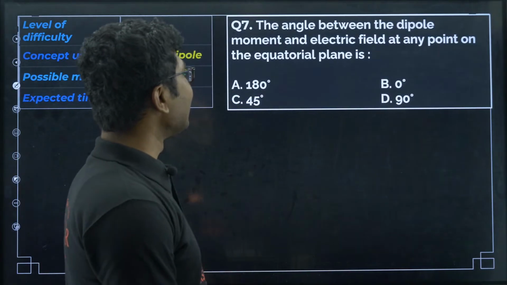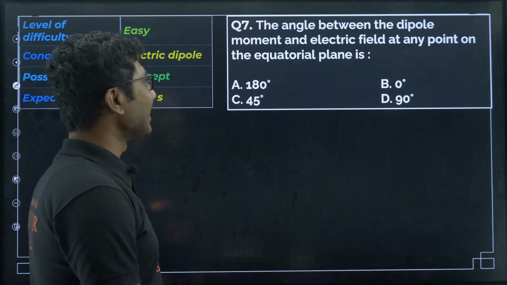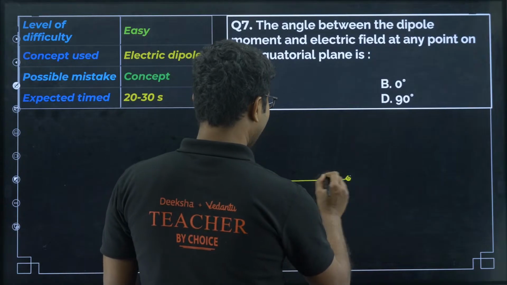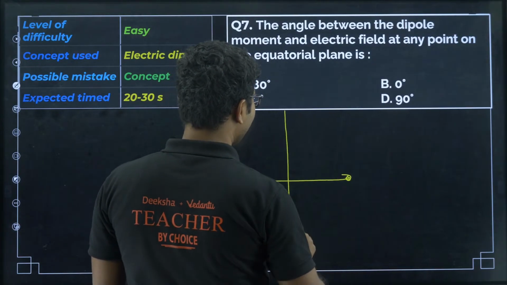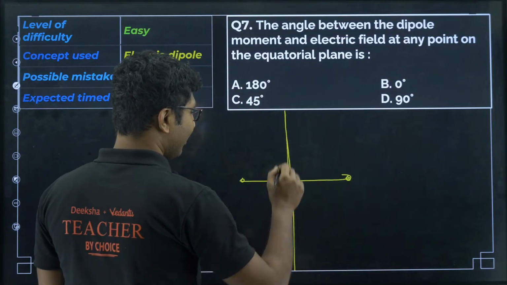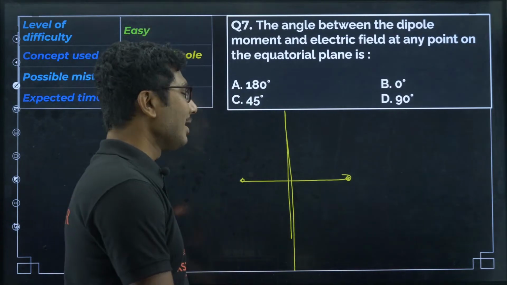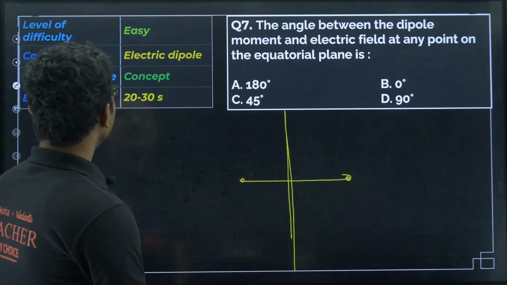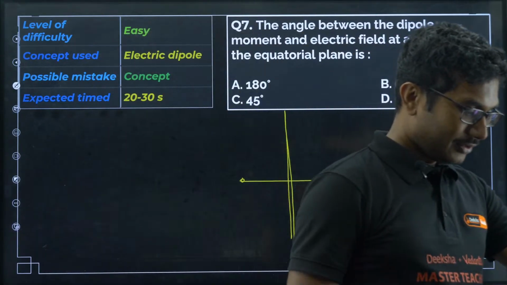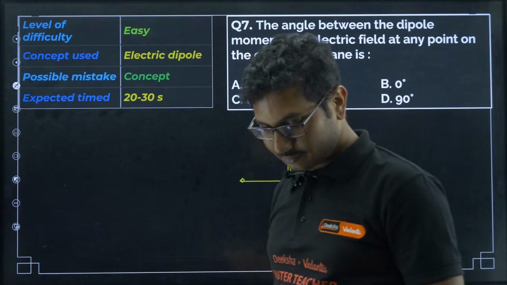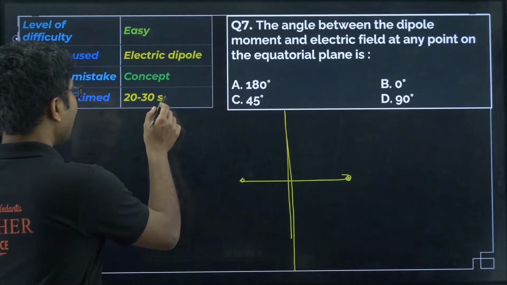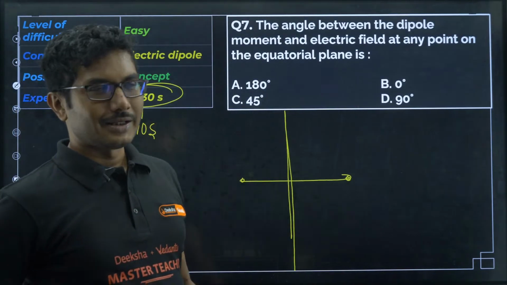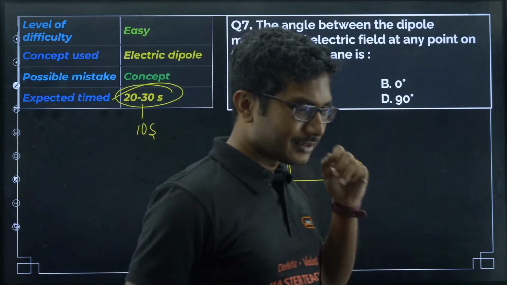Now another easy question: the angle between the dipole moment and the electric field at any point on the equatorial plane. So this is the equatorial plane, I have just drawn the two-dimensional thing. Easy question 7, I will take one answer. This is not even 20-30 seconds, this is a 10-second question. Read the question and answer it.